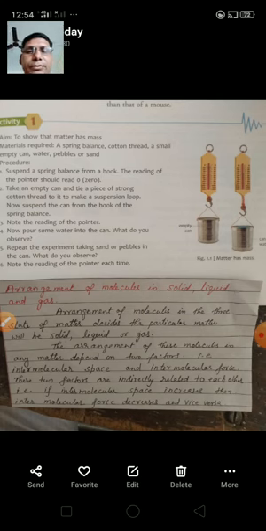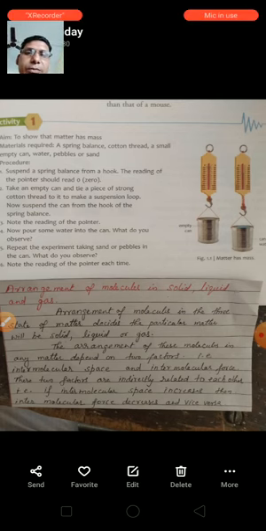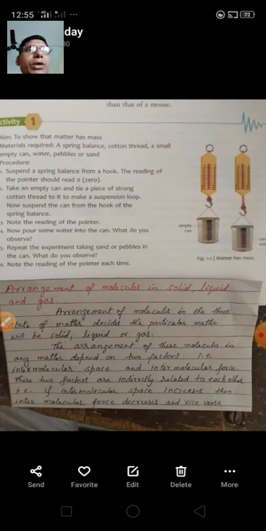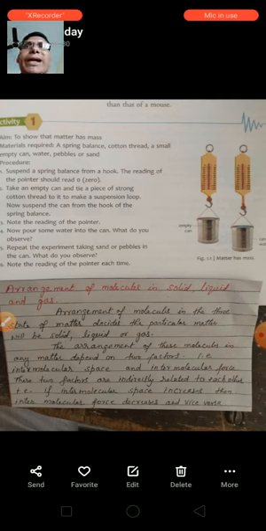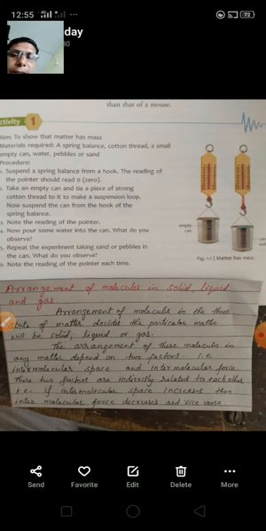And this arrangement of particles depends on the 2 factors. What are they? Intermolecular space and intermolecular force. We have discussed it in the previous class. What is intermolecular space? The gap, the empty space between the molecules in any state of matter is called intermolecular space. And intermolecular force is a force of attraction that holds the molecules together in any state of matter. Okay?